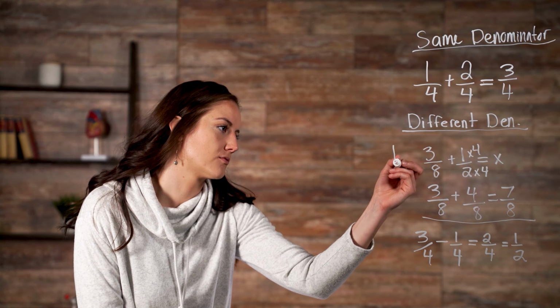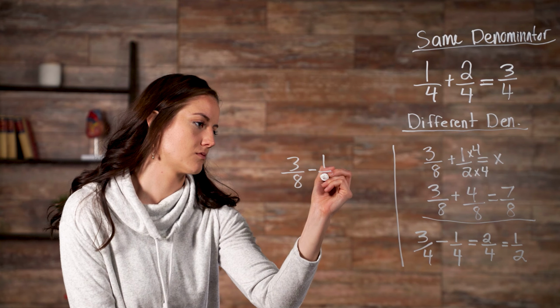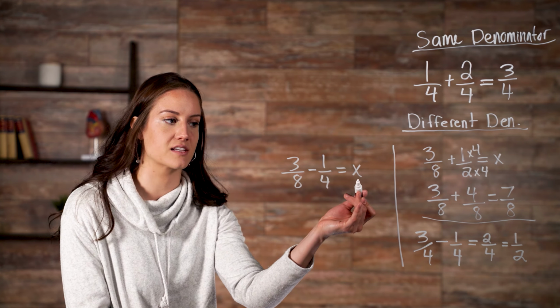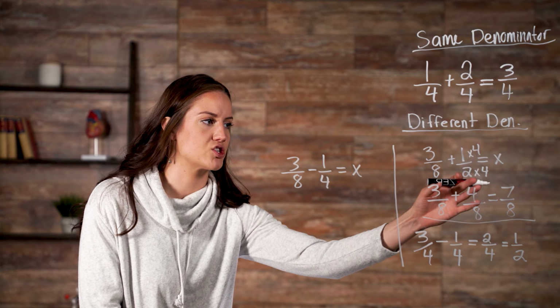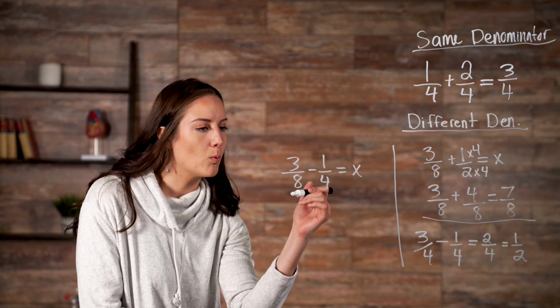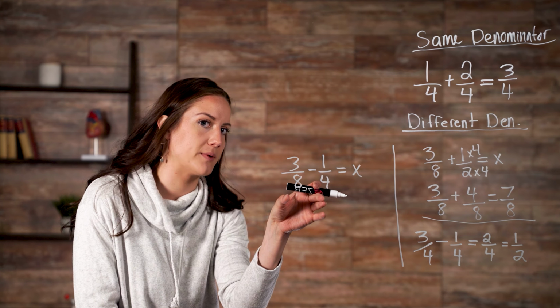For example, so in this example, 3/8 minus 1/4 is equal to x. We're kind of looking at the same issue like we did over here. We need our denominators to match. So we need to find out what we can do to make our denominators match.